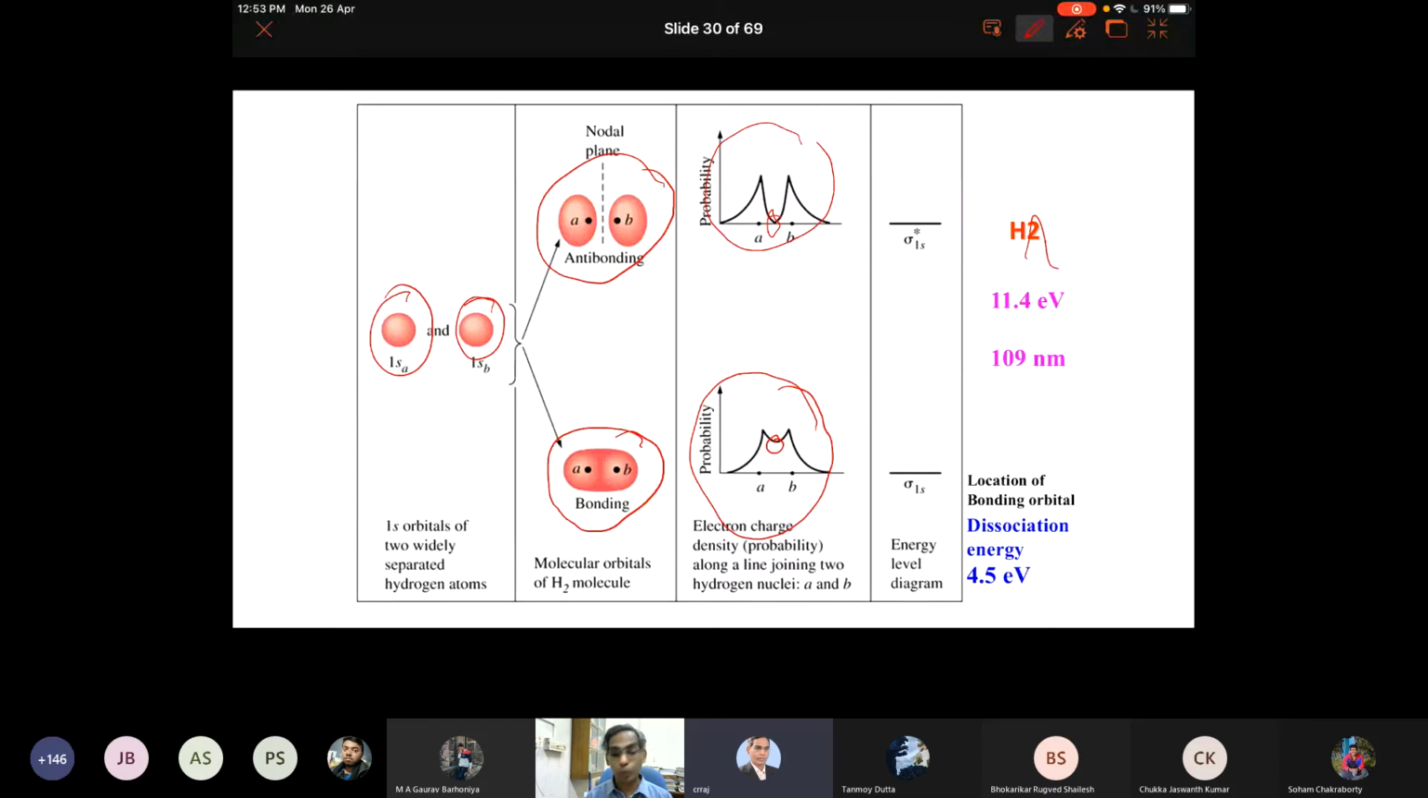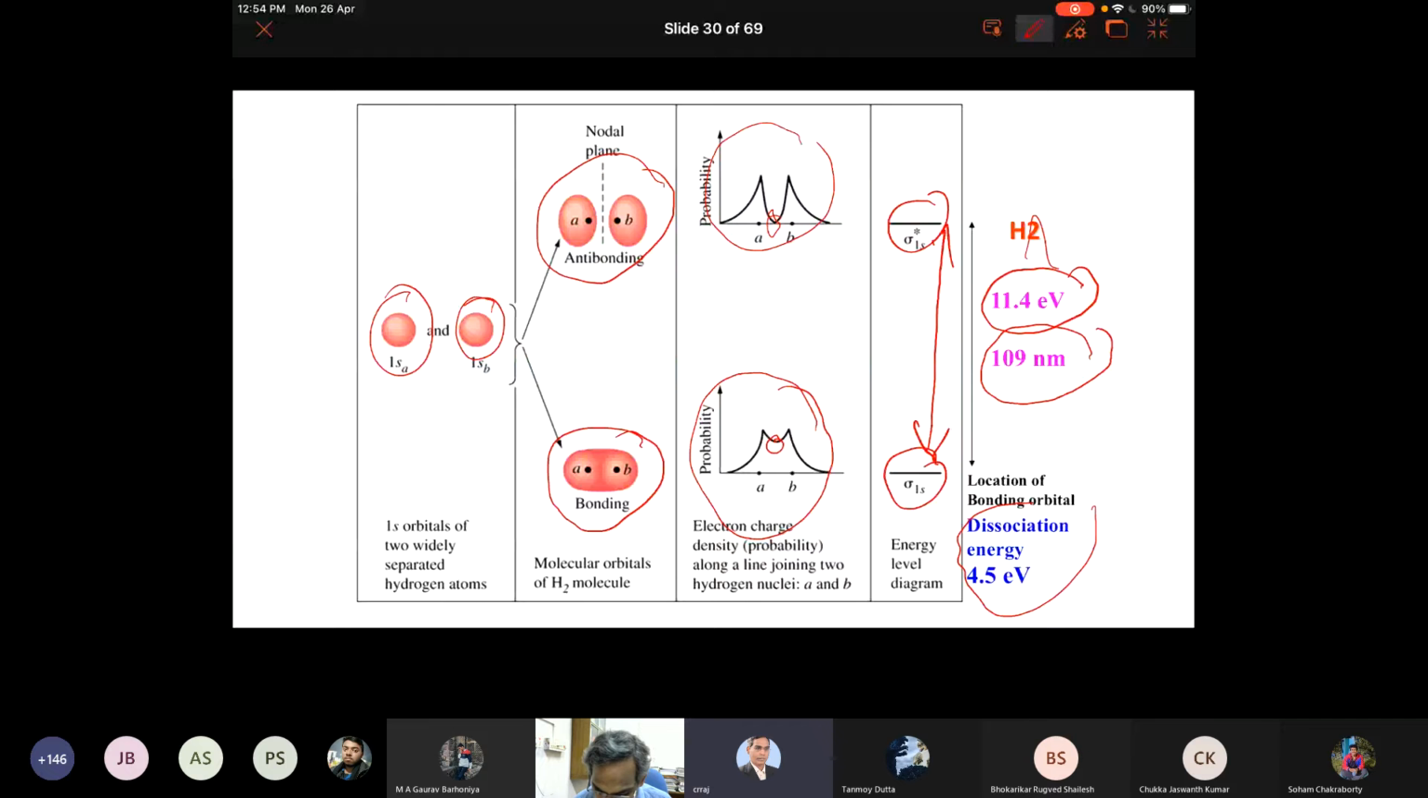So how do I prove it? Now you may have a lot of questions. Sir, is it really there? Yes, we can prove that there are bonding and anti-bonding MOs, right? Now, this is the energy gap between your two MOs. Which MOs am I talking about? A bonding MO and an anti-bonding MO. What is it? It is 11.4 electron volts, corresponding to 109 nanometers. For the bonding orbital, the dissociation energy is equal to 4.5 electron volts. This is not theoretical, these are experimentally observed values.